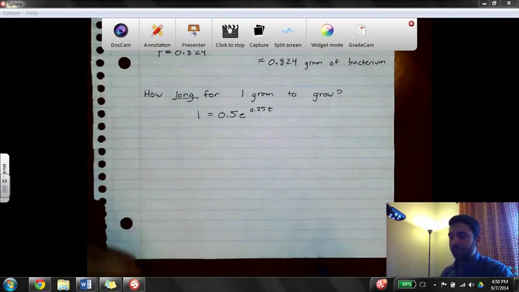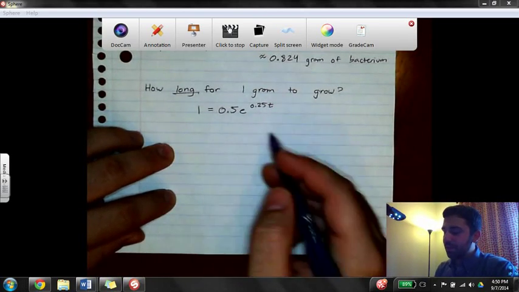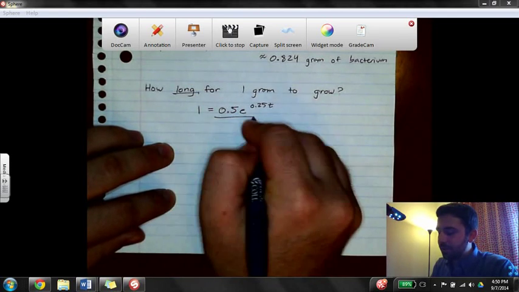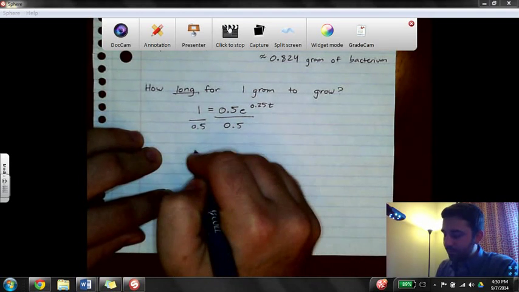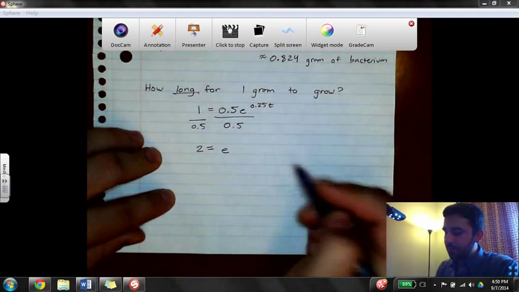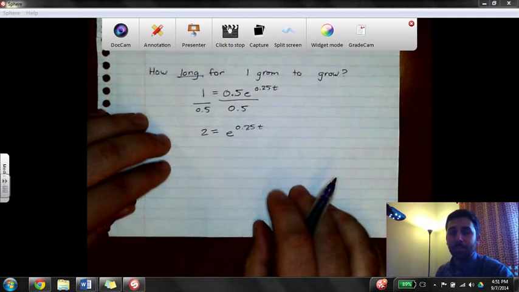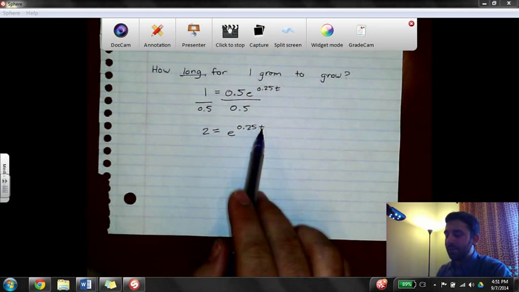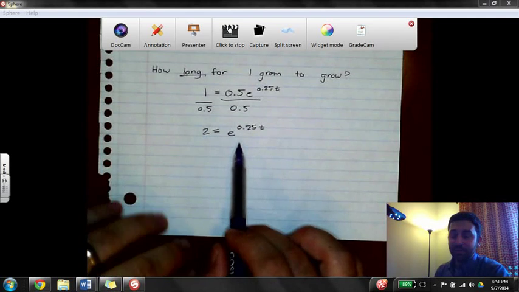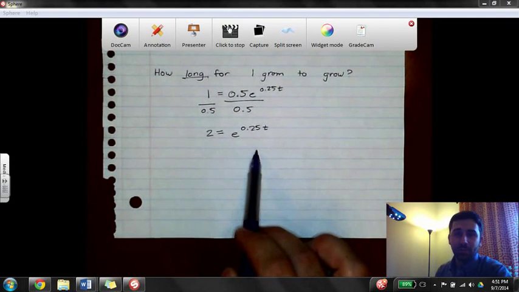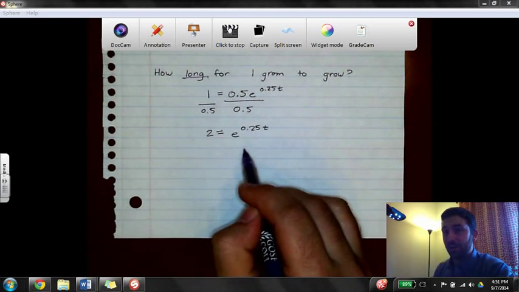So to solve this, I have to use logarithmic functions. First, I need to get rid of this coefficient, so I would divide by 0.5, which gives me 2 equals e raised to 0.25t. And in order to bring this variable down, I have to switch this exponential form of an equation into a logarithmic form, which was what we did in a previous video.